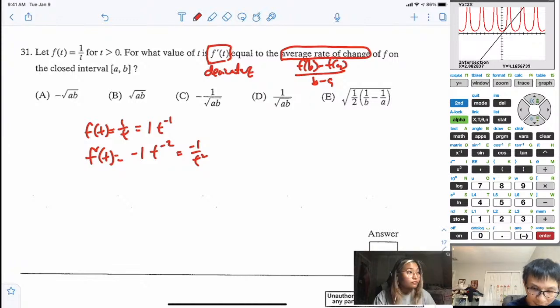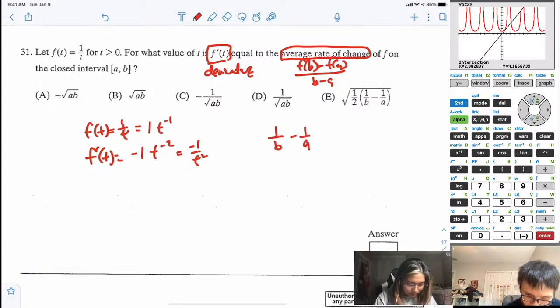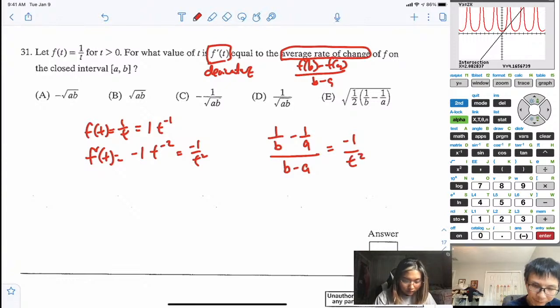But then we have to do f of b minus f of a over b minus a. So it'll be 1 over b minus 1 over a, all over b minus a. What did you say? Hold on, 8 seconds. Oh, you changed it.